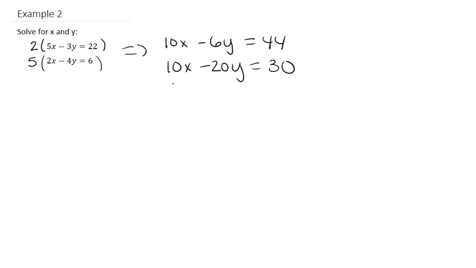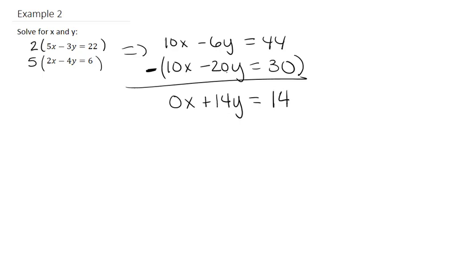Next, we need to subtract this second equation from the first. So if we go 10x minus 10x, it's 0x. Now this minus gets transferred over to this minus 20. So now it's positive 20. So we have minus 6y plus 20y, so that would be plus 14y. And then we have 44 minus 30. So we're left with 14.